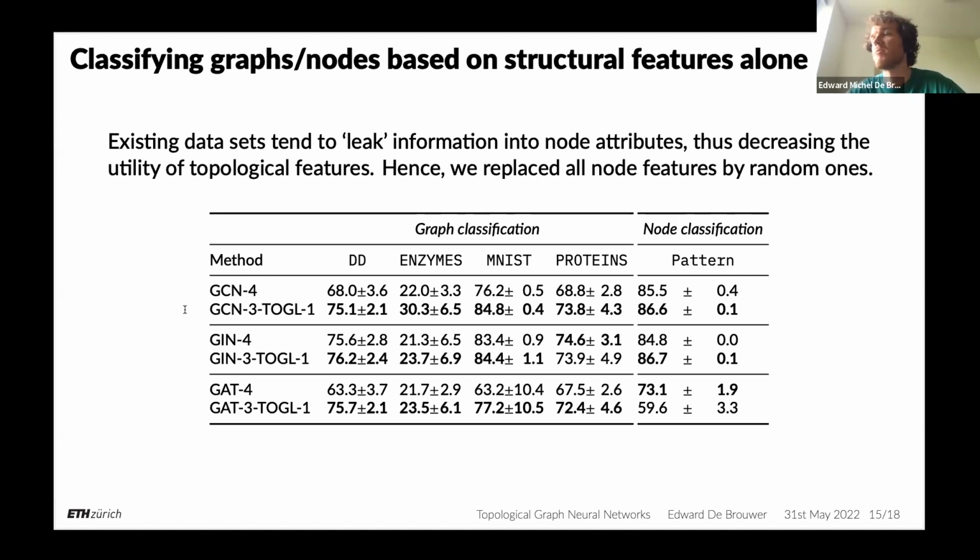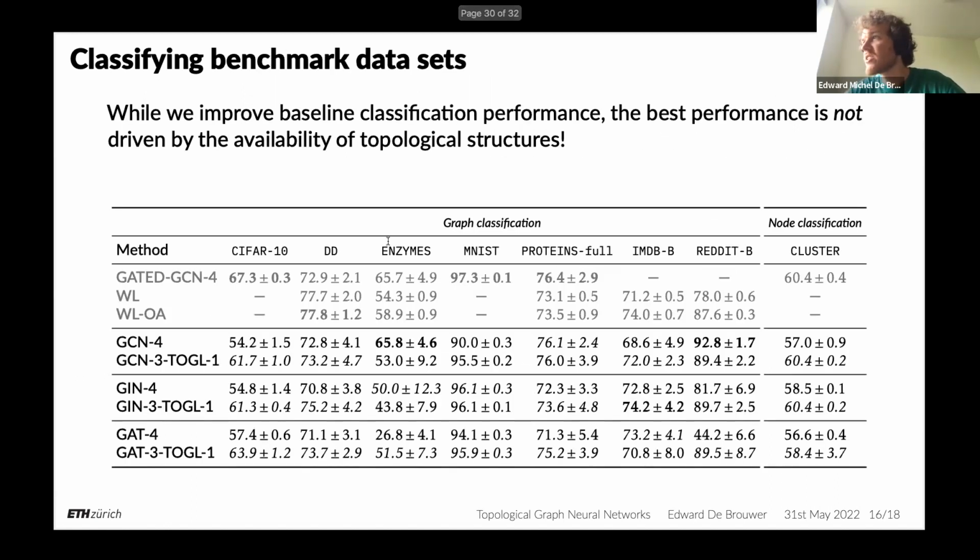Quite overwhelmingly better. But then, for the sake of completeness, we also evaluate our methods with the full data set. So it's the same data set, but there we just keep the initial node feature attributes. And here you see that the picture is a bit more mixed, which also illustrates that when you have access to these node features, you can improve the performance quite massively. And here we have some wins. So we see that TOGL is not always much better. It is sometimes a bit better, but importantly, it's not degrading performance very massively.